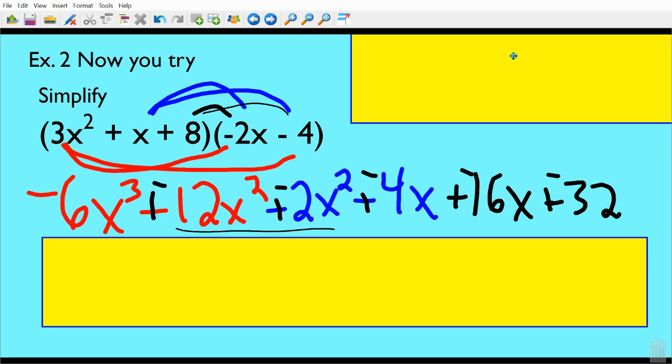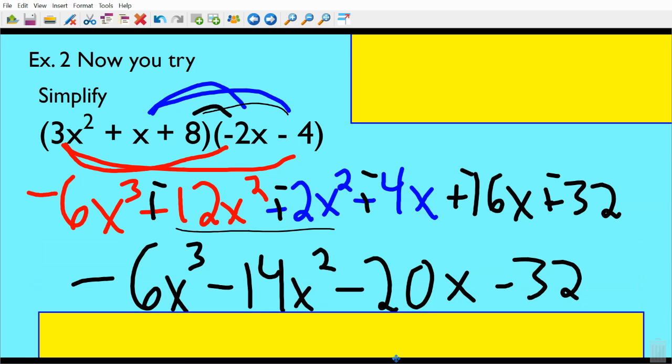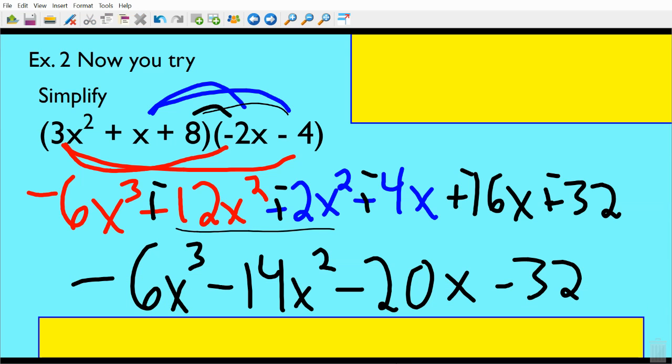Again, the two middle terms you're going to combine again. Now you have negative and negative in the middle. That's negative 14x. It's going to get bigger negatives. Now don't mess this up this time. Negative 4x and negative 16x together is a negative 20x. And so all said and done, you can see that the answer is negative 6x to the third minus 14x squared minus 20x minus 32.